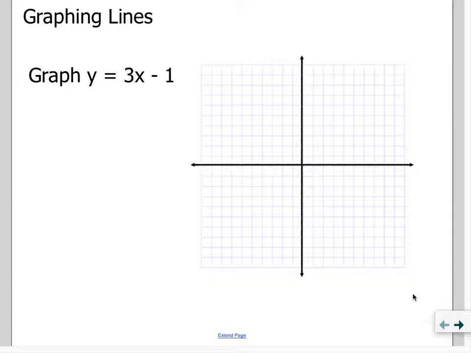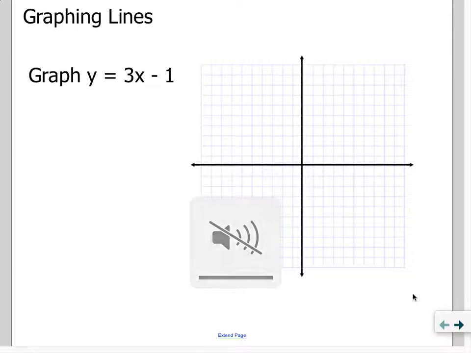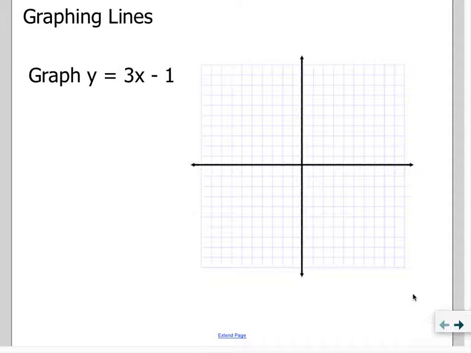So this video is going to go over graphing lines. We're going to go through it at a little bit of a fast pace. You've probably done graphing before, so we just want to highlight a few things on here as well.